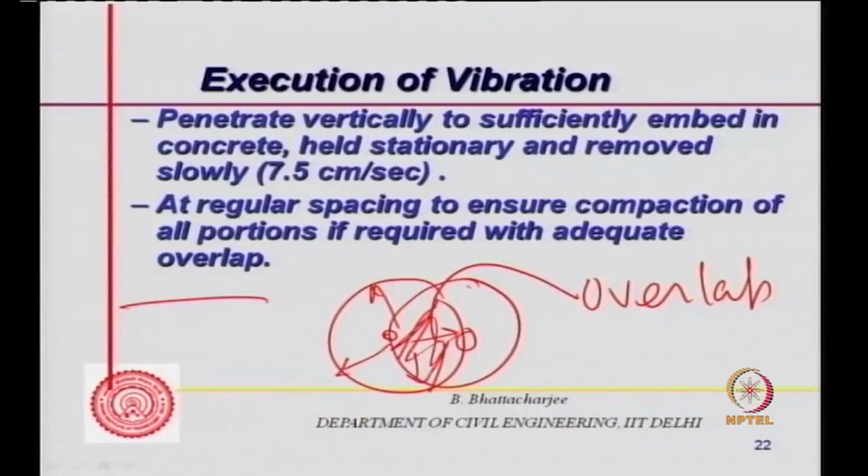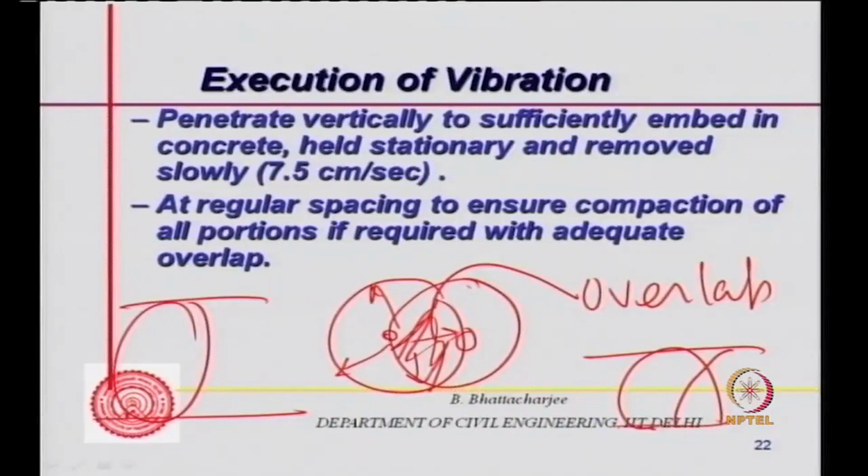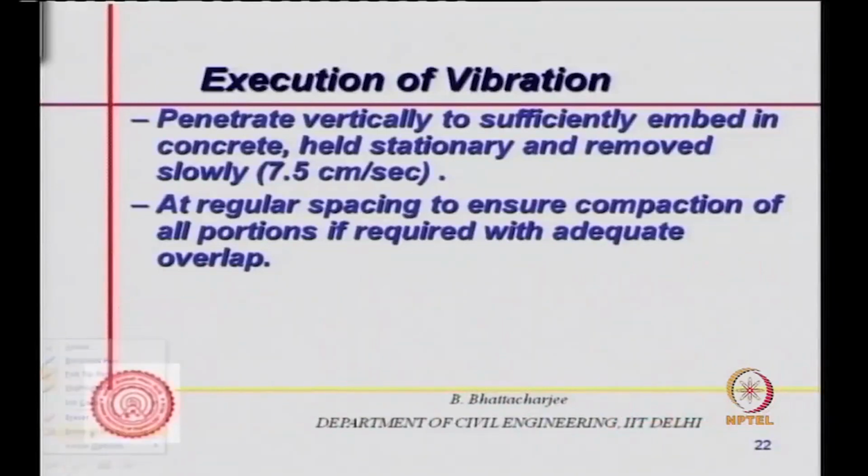In other words, if I have sections like this, where one circle covers it, or a thinner section, it covers maybe something like this. The next one should be something like this, and so on. So the overlap is here. The next one should be something like this. There should be sufficient overlap, that's the idea. No portion should be left blank.